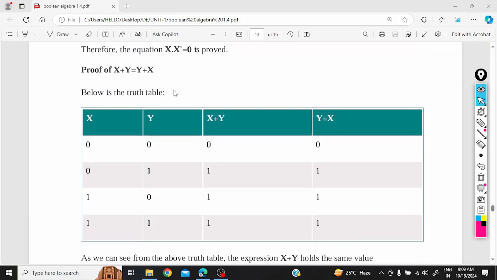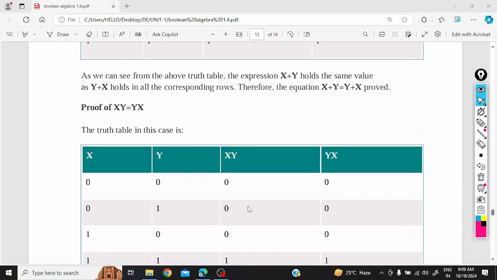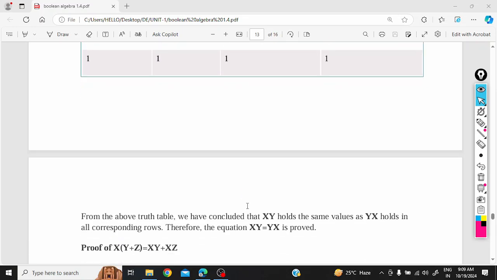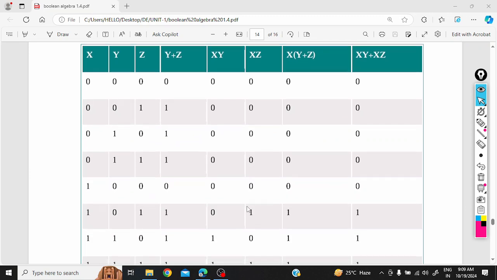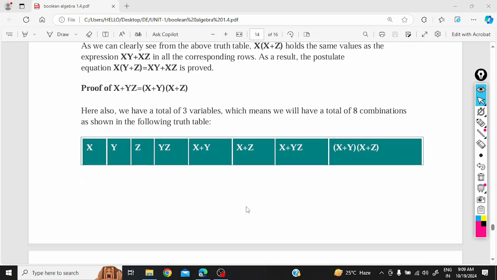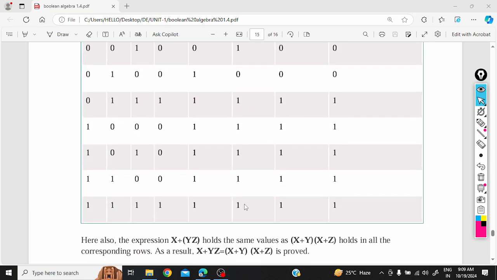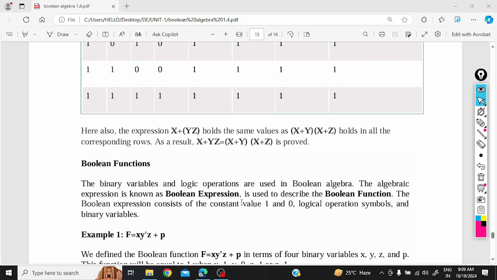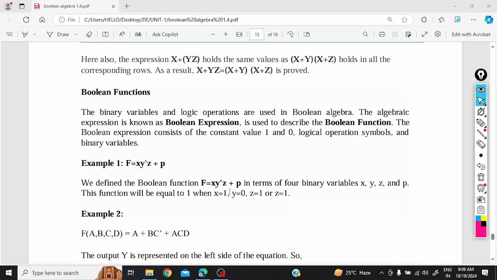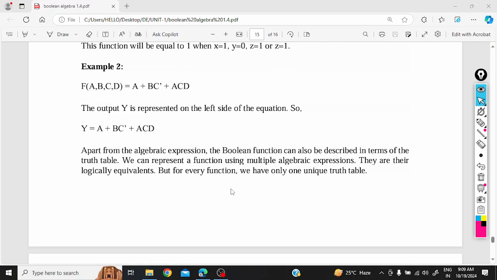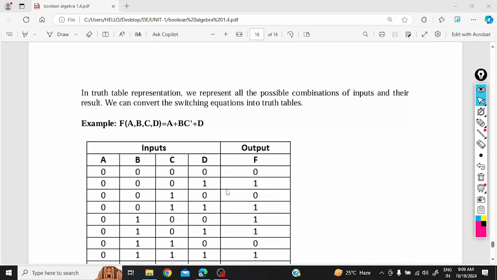X plus Y is equal to Y plus X always. This will always be true. And X dot Y is equal to Y dot X. So these are a few of the expressions which we proved using truth tables. All these functions we call Boolean expressions. So these are a few of the examples which we can represent using truth tables.